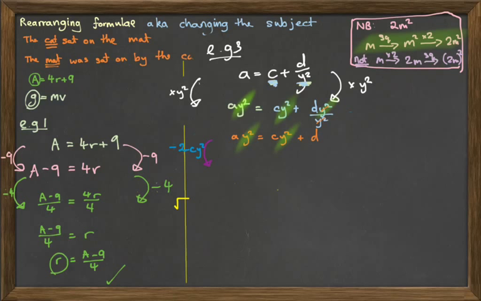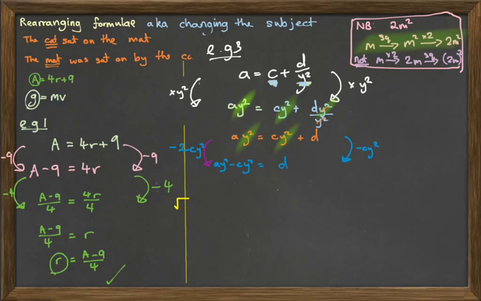Take away cy squared on the right hand side as well. So I take away cy squared on the left hand side. Yes, so if I take away cy squared on the left hand side, I get ay squared minus cy squared. On the right hand side, that cy squared would cancel out, and I'd just be left with d. So now, how do I make y the subject?